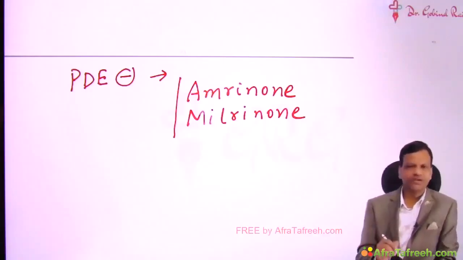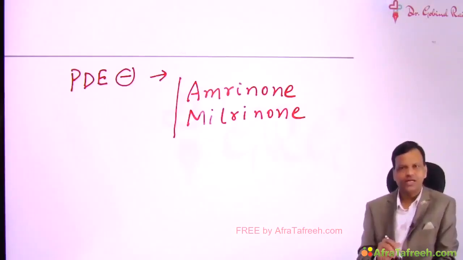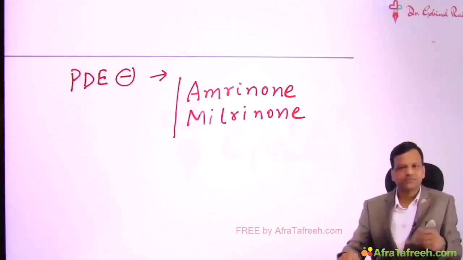So what will be the difference between these two types of drugs? The basic difference will be that beta 1 agonists will increase cyclic AMP only at those places where beta 1 is present. And we know beta 1 is mainly present in the heart.